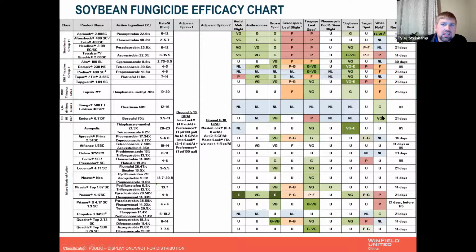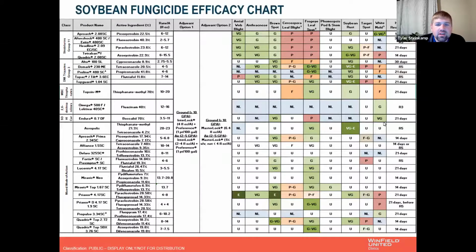The key with white mold, guys, is timing. You want to have it on right at flowering, if not just ahead, because you've got to remember with white mold, the infection is taking place as the flower senesces. So if you're right on at R1, you should be able to protect that flower and prevent that infection from occurring. But timing is absolutely everything.